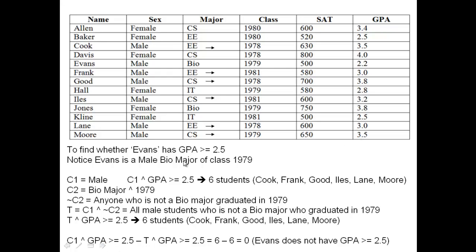So the difference between this and this is going to be 0. So that indicates what? We know that E1 is in the intersection between the two. And if it is 0, it means when you impose the filter, E1 does not have a GPA of 2.5 or above. Okay.